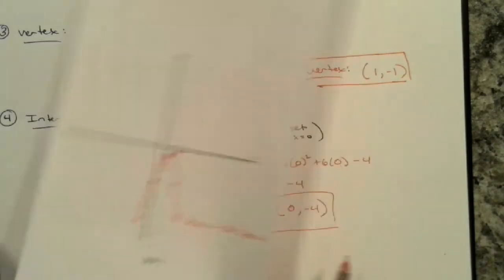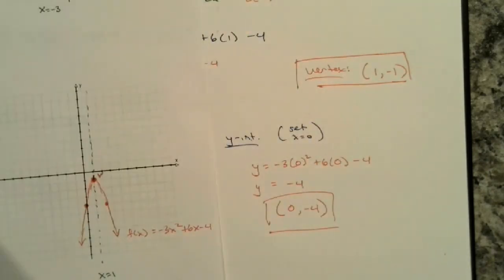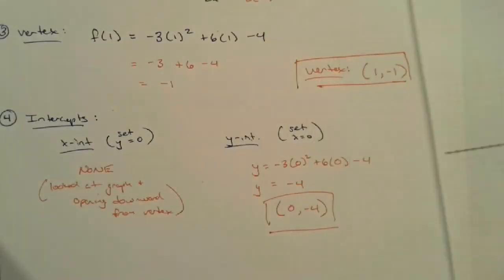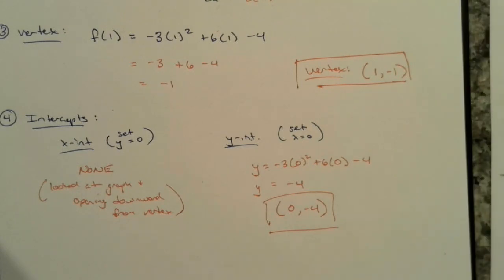So hopefully that was helpful in learning how to graph parabolas. You could have, for the x-intercept, set it equal to 0 and solved using the quadratic formula. If you don't know about that, the next video will cover how to use it.